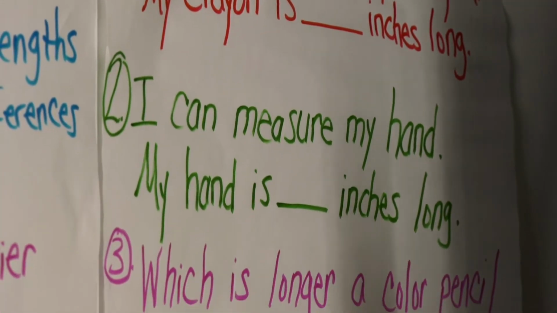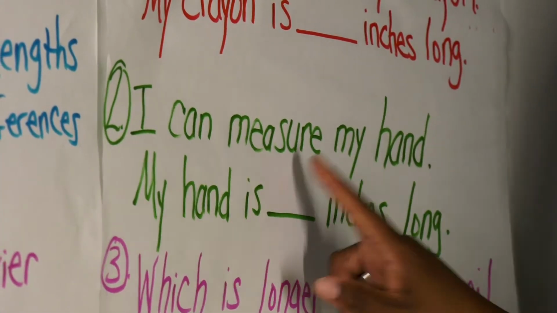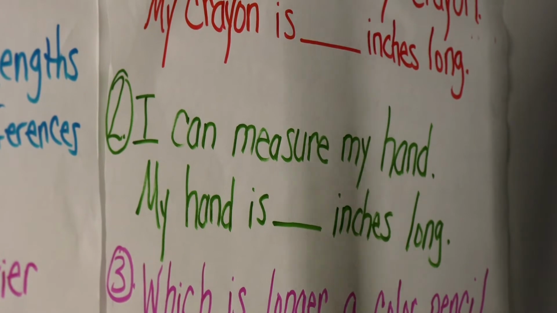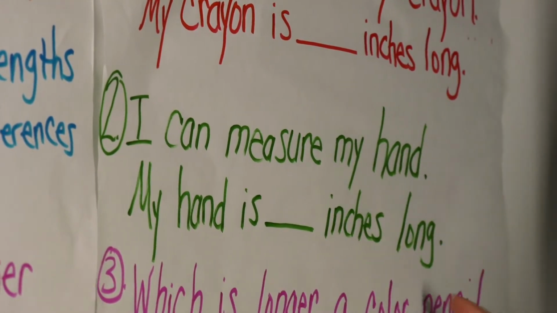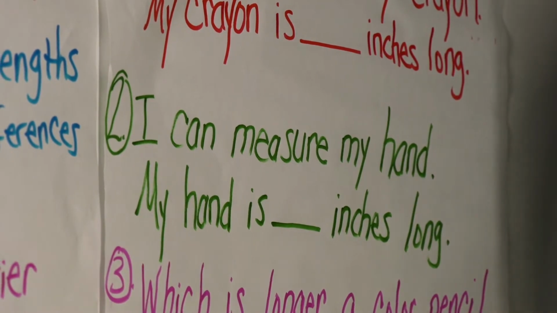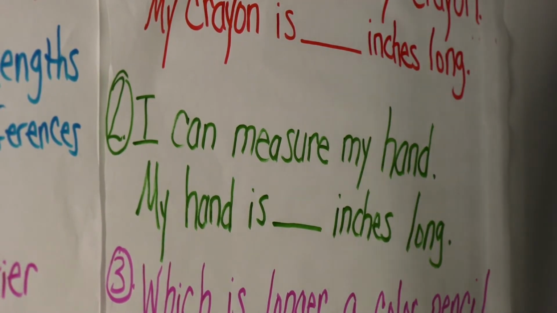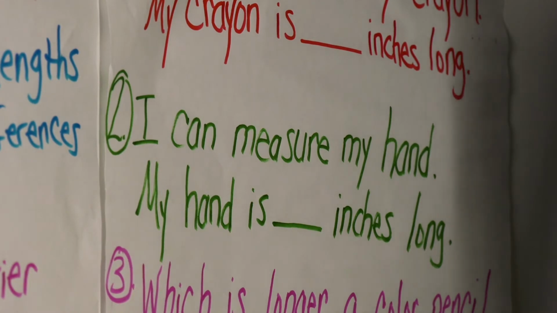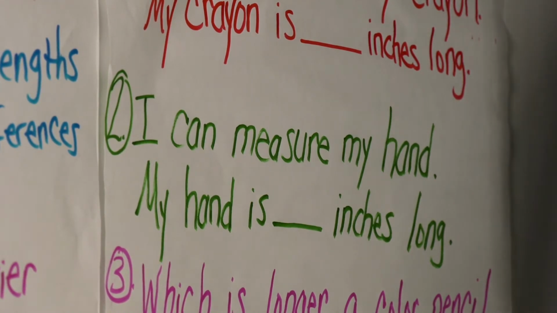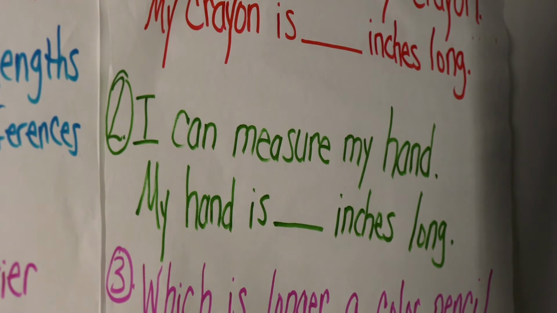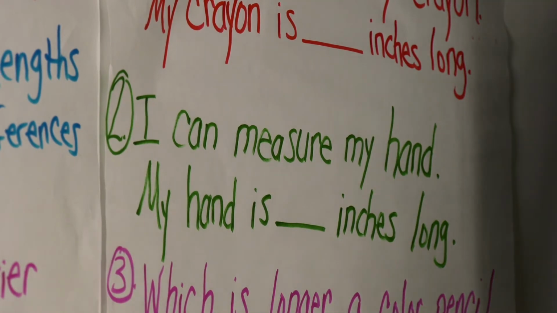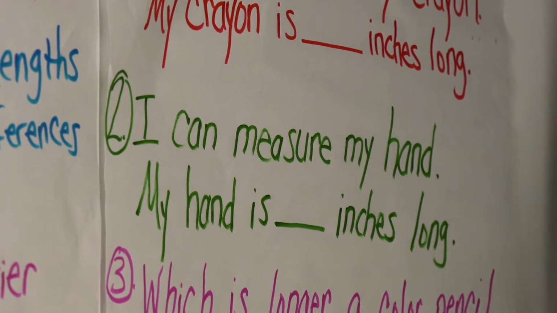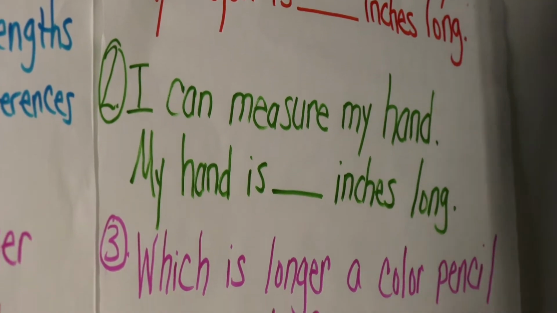Number two, boys and girls, says, I can measure my hand. My hand is blank inches long. So you take the ruler, and because I know our fingers are a little different, try to start with your middle finger and measure from the top of your middle finger all the way down to the palm of your hand, to see how many inches long. You can either do it on the front or the back of your hand.